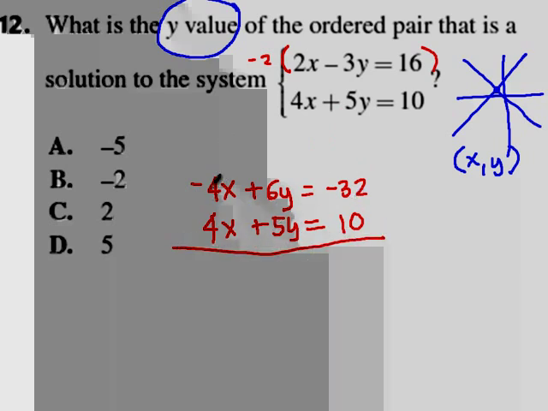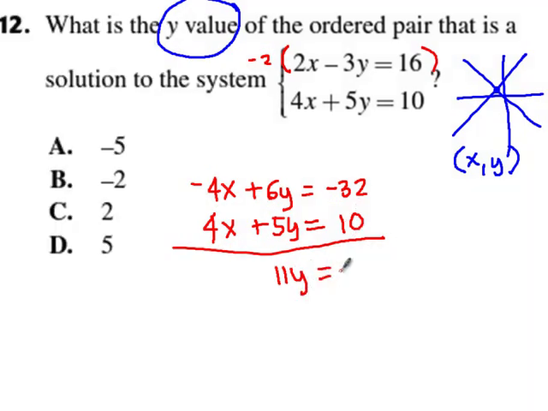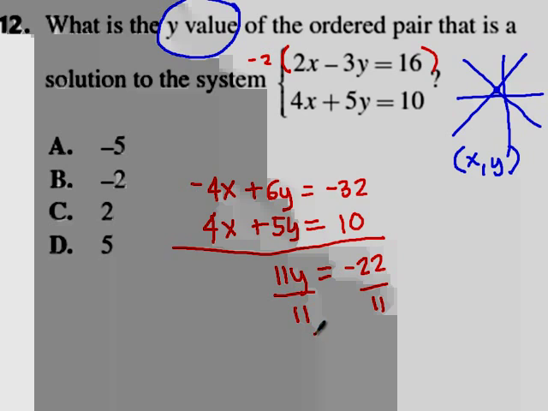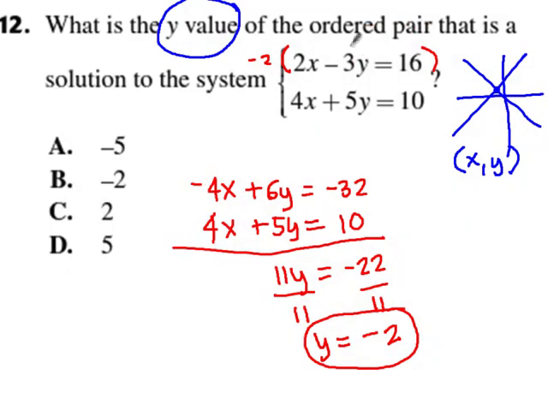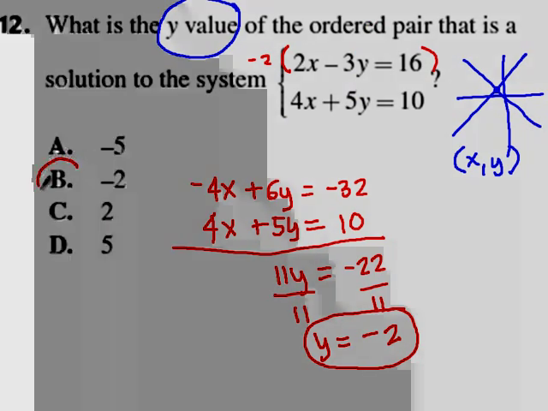And then -4 plus 4 is 0, so we don't have this variable anymore. 6y plus 5y is 11y. -32 plus 10 is -22. Then divided by 11, we have y is -2. So the y coordinate of the solution of the system of equations is y equals -2, which is letter B.